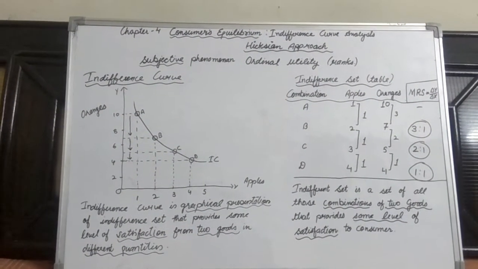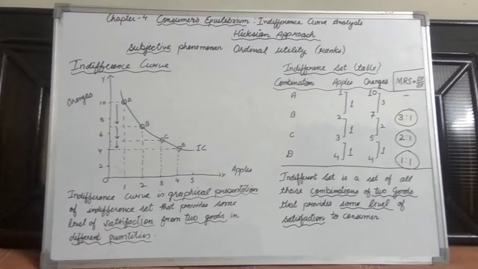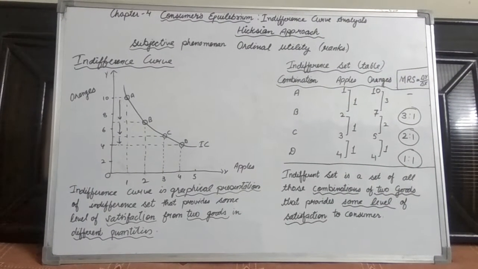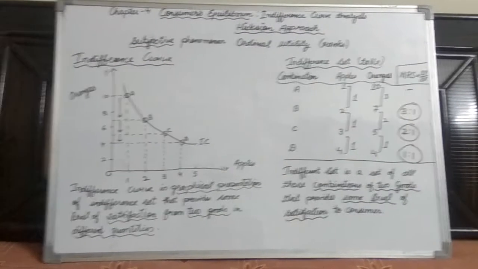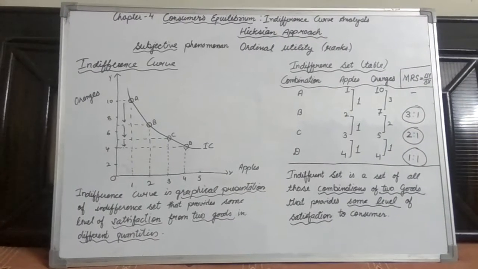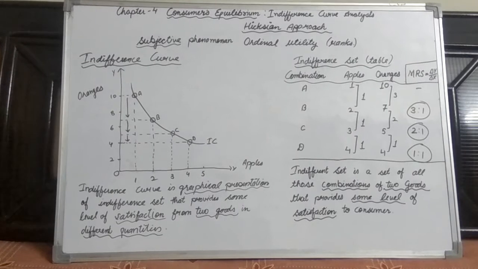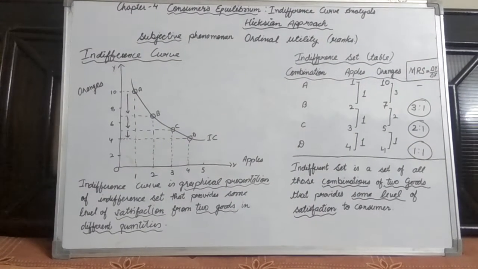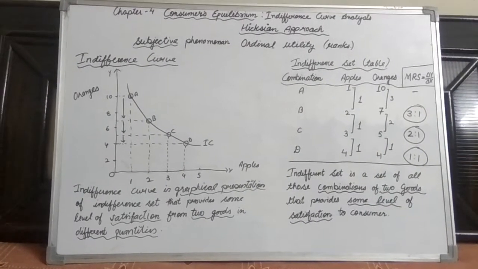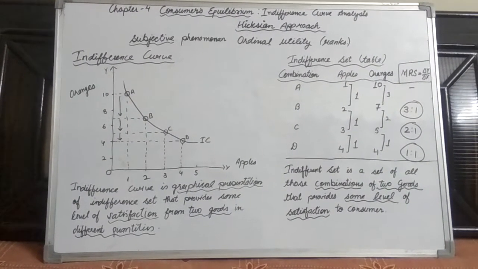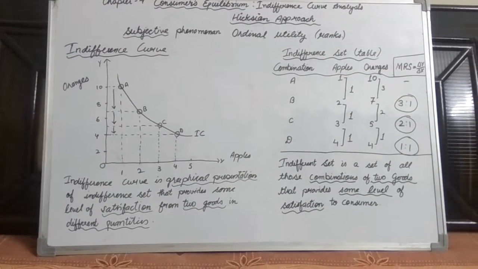Students, let's proceed further with the indifference curve presentation. When we plot all the values of the indifference set on a graph, it becomes an indifference curve. Let me discuss its definition first. An indifference curve is the graphical presentation of the indifference set that provides the same level of satisfaction from two goods in different combinations. So all those goods which we have shown in the indifference set, the graphical presentation is termed an indifference curve, which is also concerned with providing the same level of satisfaction to the consumer.